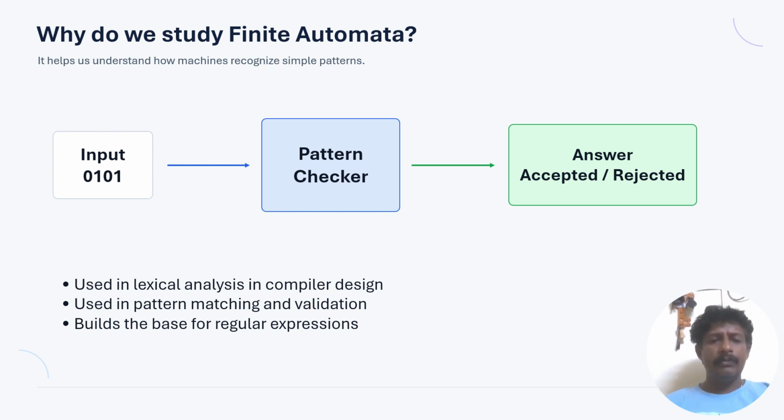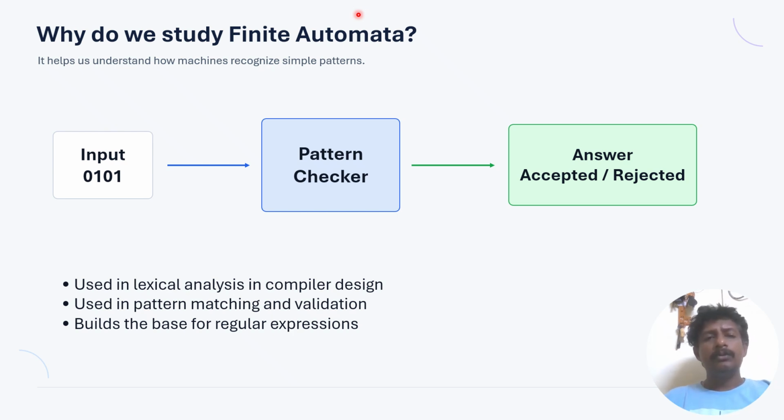Okay. So before going into DFA and NFA, let us first ask one simple question. Why do we need to study finite automata? In computer science, many times we need to check whether an input follows a pattern or not. For example, in compilers, when we write a program, the compiler has to identify the tokens like identifiers, keywords, numbers, and operators, right? So it cannot simply guess. It needs a clear checking method.